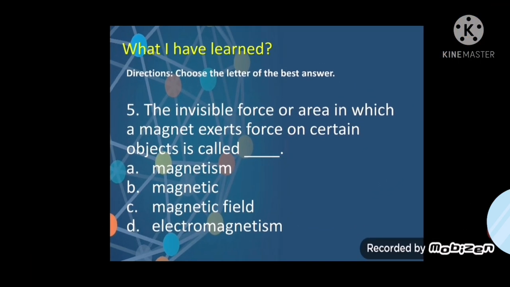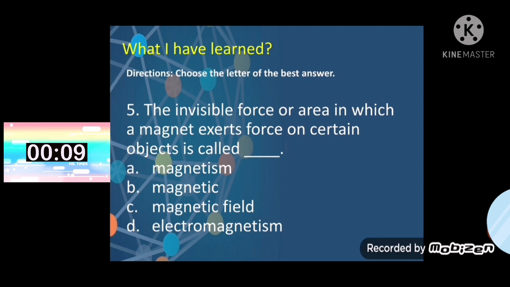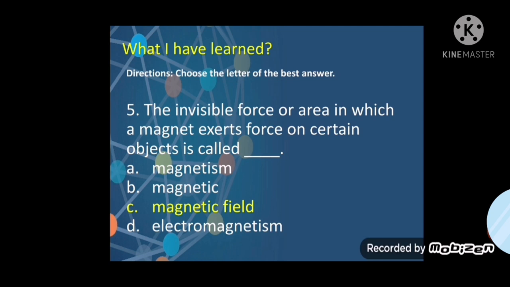The invisible field or area in which a magnet exerts force on certain object is called blank. A. Magnetism. B. Magnetic. C. Magnetic field. Or D. Electromagnetism. The correct answer is letter C. Magnetic field.